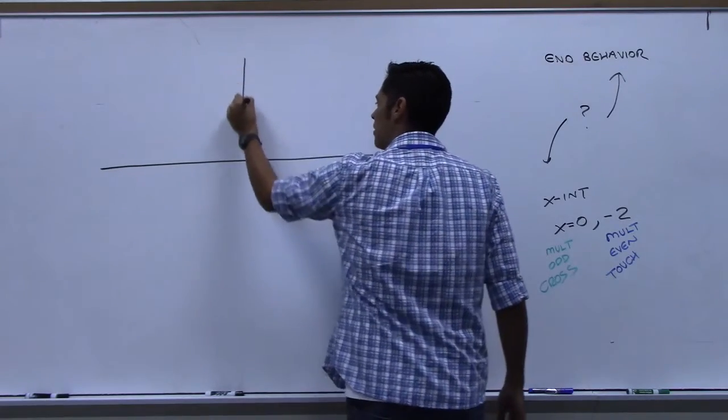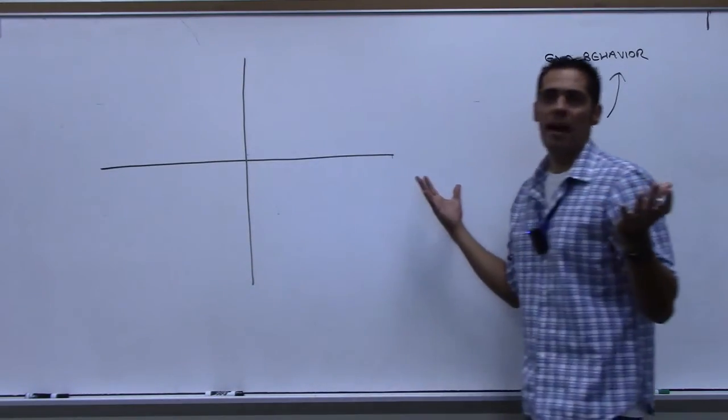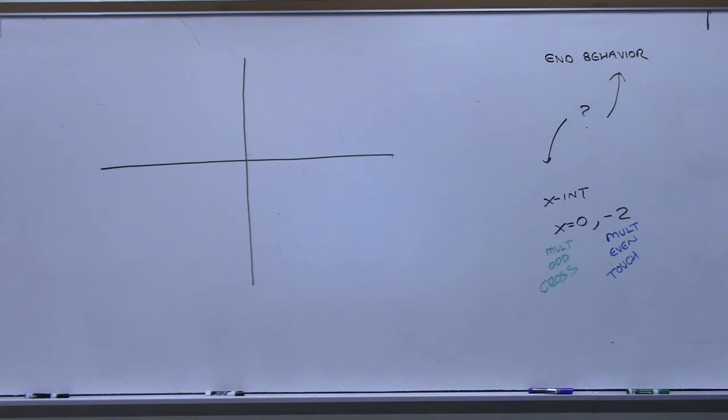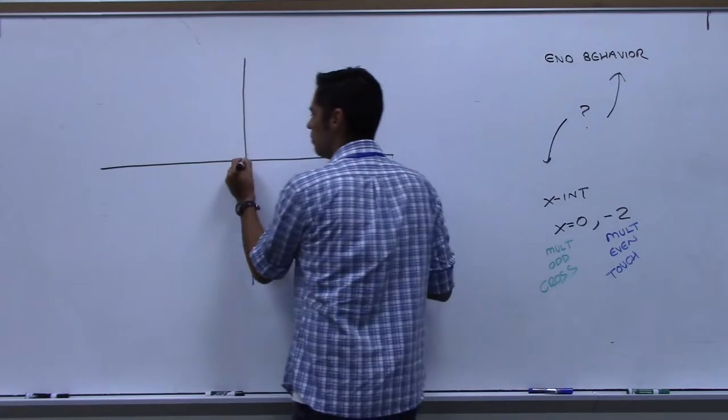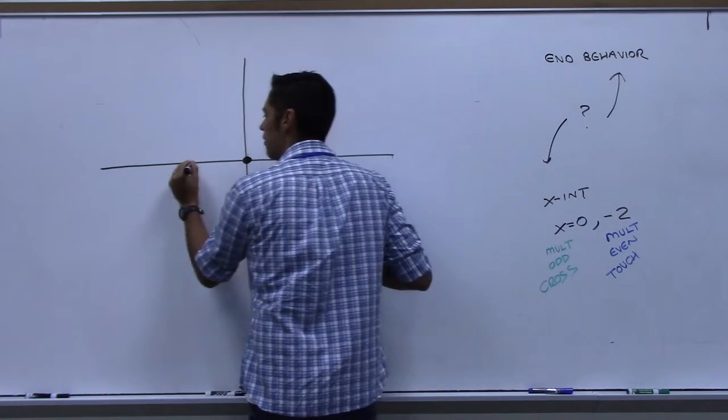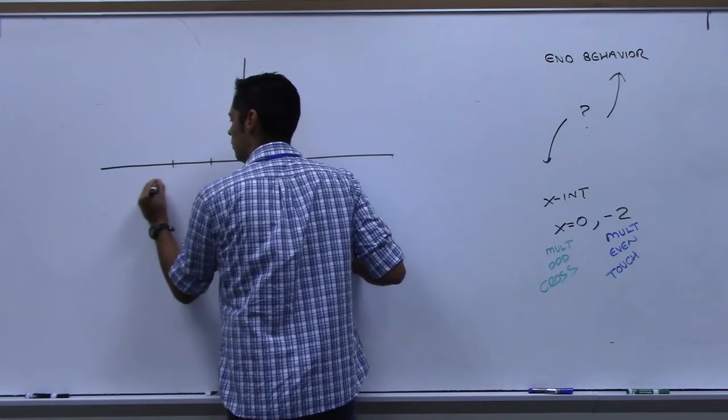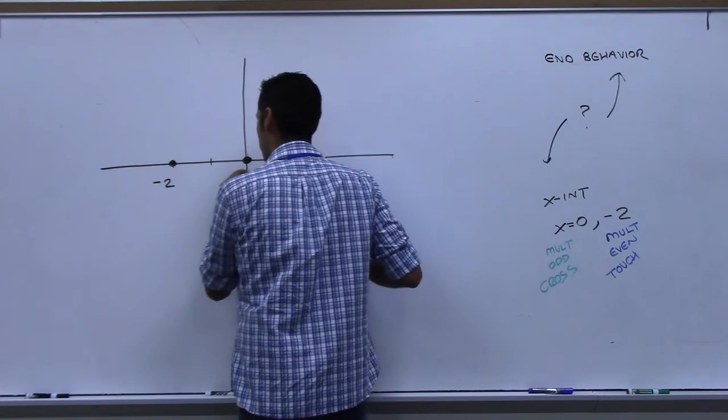And you can put a y-axis. You don't have to. I usually don't put the y-axis, but I'll do it for here. 0 and -2 are x-intercepts. That's where I'm going to start my graph, with the for sure points I know exist on my graph. 0 and -2. Do you all agree?